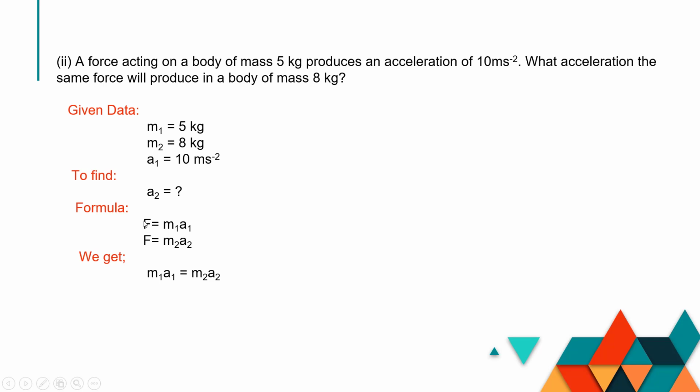The left hand side shows that the force will remain the same. So by comparing these two expressions, we get m1 a1 equal to m2 a2. As you are given the values of three factors, you can easily find out the fourth factor, which is a2, by putting the values of known factors in this formula.